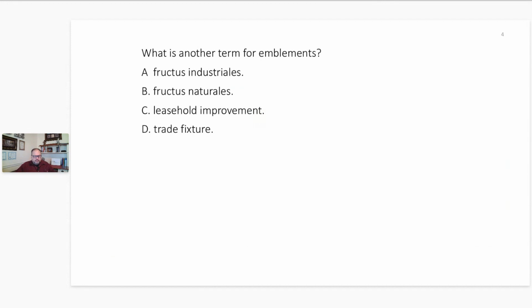Now remember, when we talked about implements, we're talking about those crops that were harvested, considered personal property. And we're talking about fructus industrials and implements. Remember, perennials, which are permanent, those are fructus naturals. Okay, so we're looking at answer A. Those are considered fructus industrials. Implements go with industrials. Perennials go with naturals. Okay, very good.